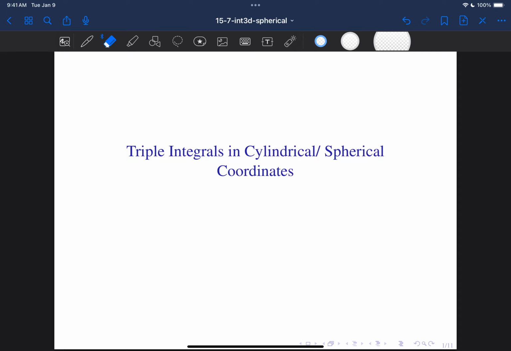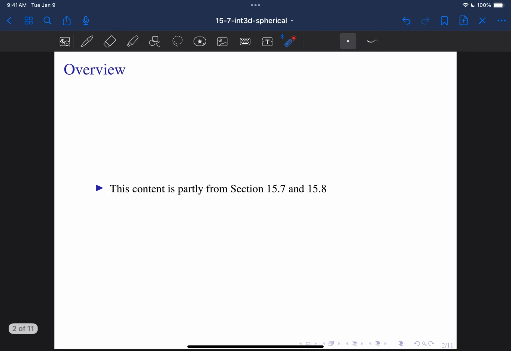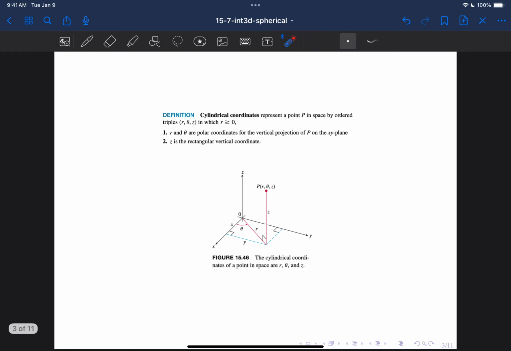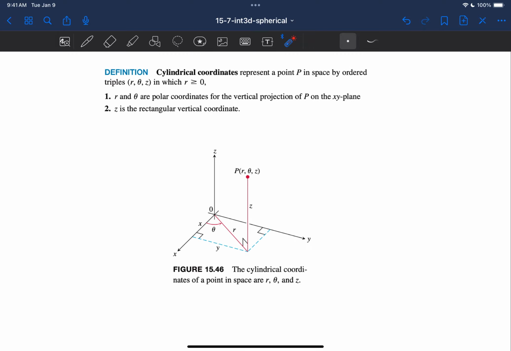Hello everybody. We're going to talk about triple integrals in cylindrical coordinates and spherical coordinates. This part is from sections 15.7 and 15.8. Let's first look at cylindrical coordinates, the definition.